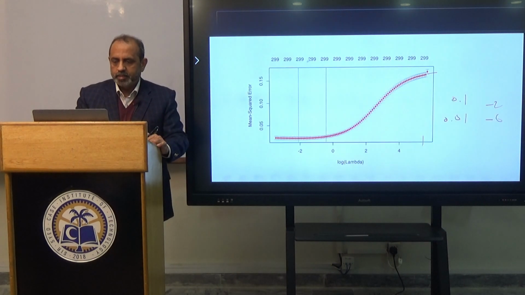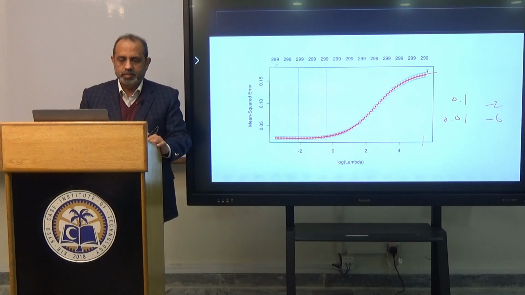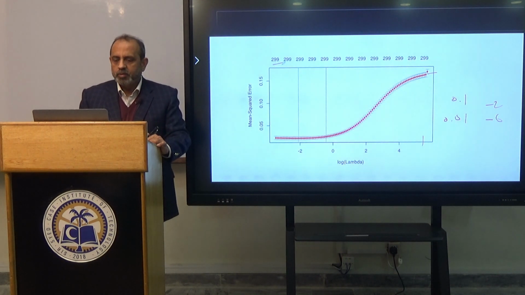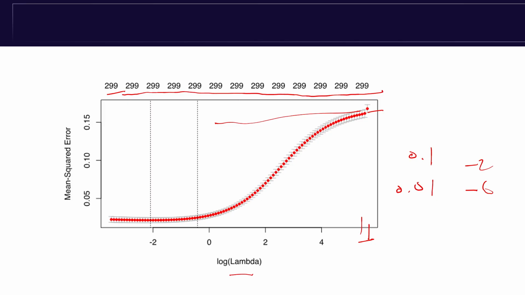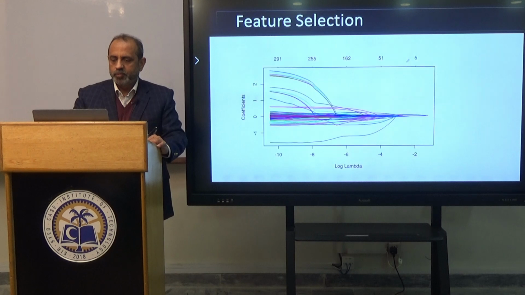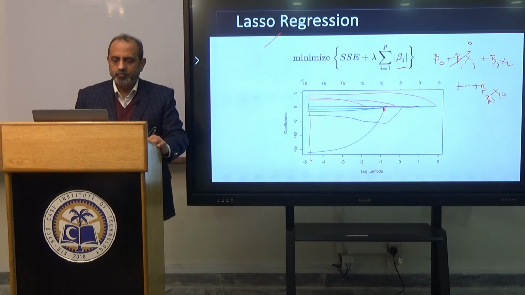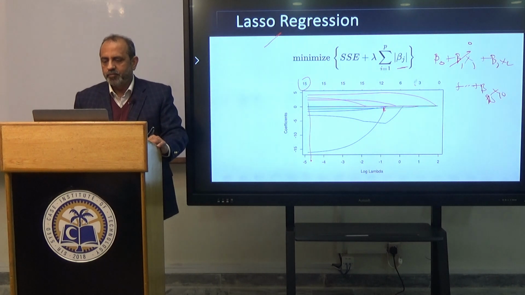So here are the number of features. As you can see in this example, it's from real data. The features are always 299, 299, 299, though you have a very high value of lambda. Okay, this is log of lambda, remember. So though the error is a lot, it is not dropping any feature. But here, if you look at this, you are dropping features. Here you started with 15 features, and here you have only 3 features.